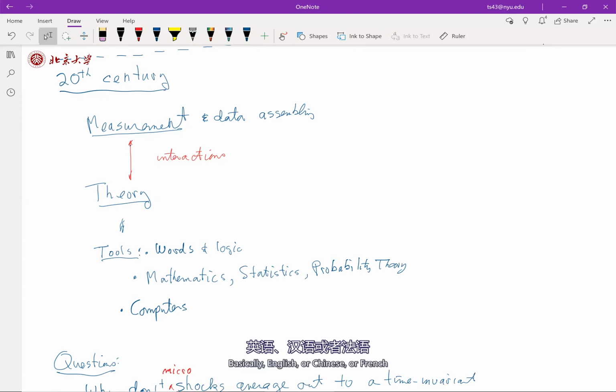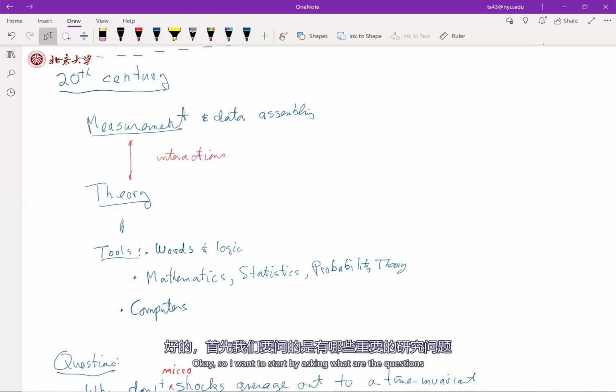Basically English or Chinese or French. 20th century tools are mathematics, statistics, probability theory, and computers. Some of the statistics and probability theory in particular, and parts of the mathematics that were going to be applied to solve macroeconomic problems, didn't exist in the 19th century. And we'll come back to that.